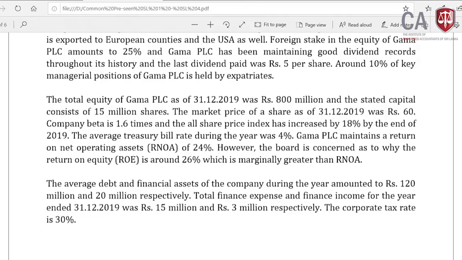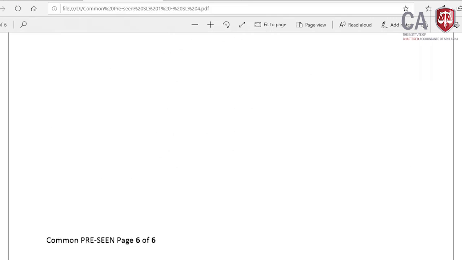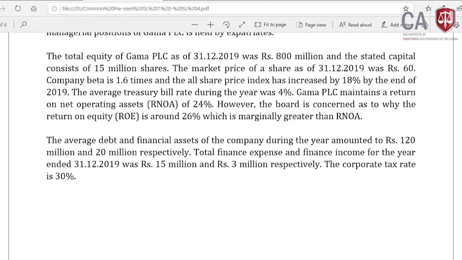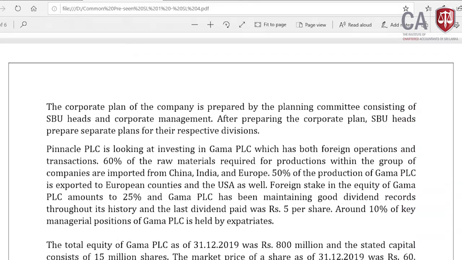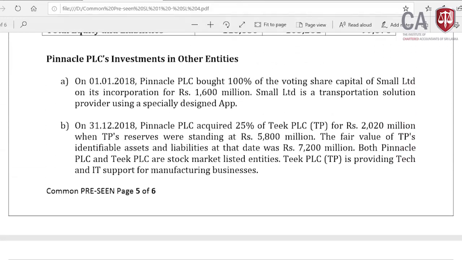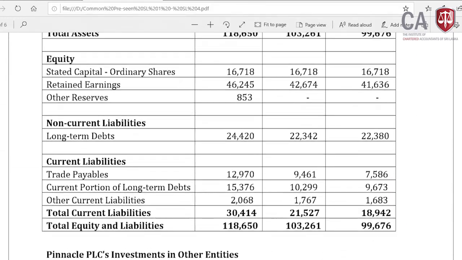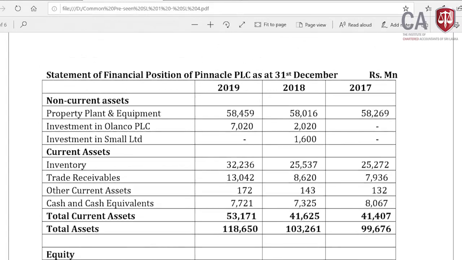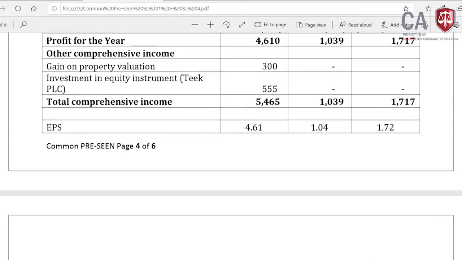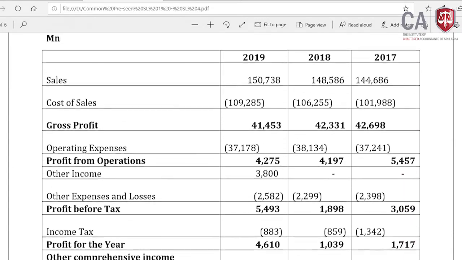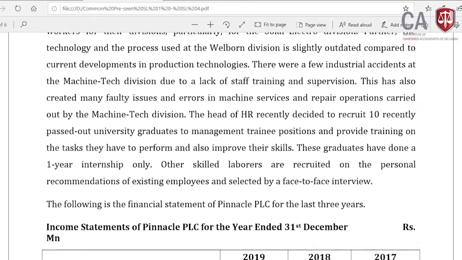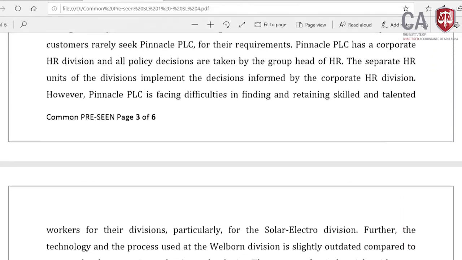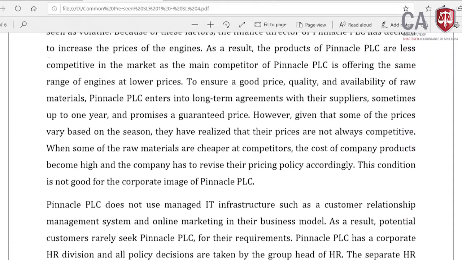Some more information is given on financial data. The importance of that data is very minimal from our point of view, that means the strategic management point of view. Right. So, this is the pre-seen given before the exam. So, what type of analysis can you do on this? First of all, you can analyze the data.